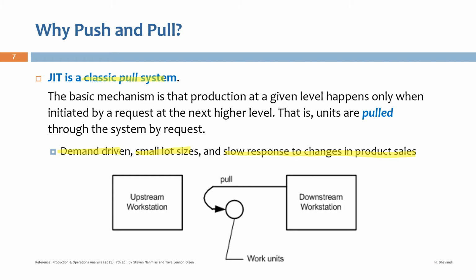So we'll have small lot sizes here, and slow response to changes in product sales. Since we don't have inventory of produced items, our response to large changes in demand will be slower than the push system, since we do have inventories, right?